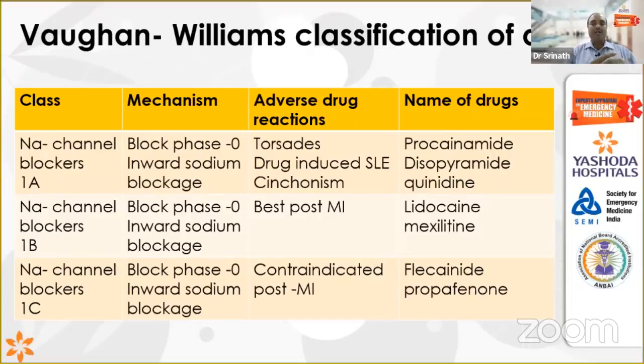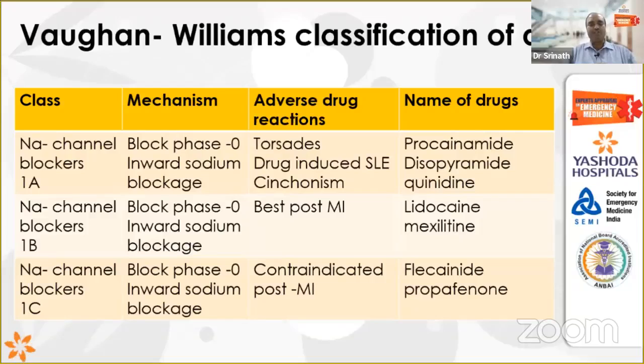Now, the second part is your 1B, which blocks phase 2 and 0. You have to imagine what I showed you in the first slide and compare it now with this slide. Phase 0, minimal sodium blockage. That is 1B. These are the best post myocardial infarction drugs, that is lidocaine or mexiletine.